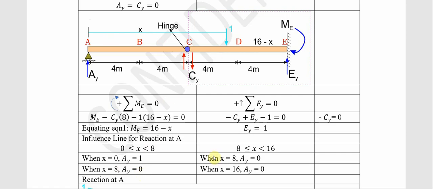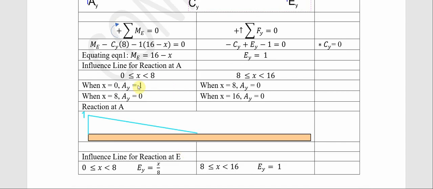Now if we look at the other side of the segment, that is from 8 to 16, at s equals to 8, what is our AY? Our AY will equal to 0, because there's a hinge here. Also at s equals to 16, our AY is equal to 0. Note, if we don't have a hinge here, our AY would have continued to be negative and be coming downward like this. So that one is very important. Using this illustration, this is the diagram we have here for the reaction at A. You can see the influence line for reaction at A here.